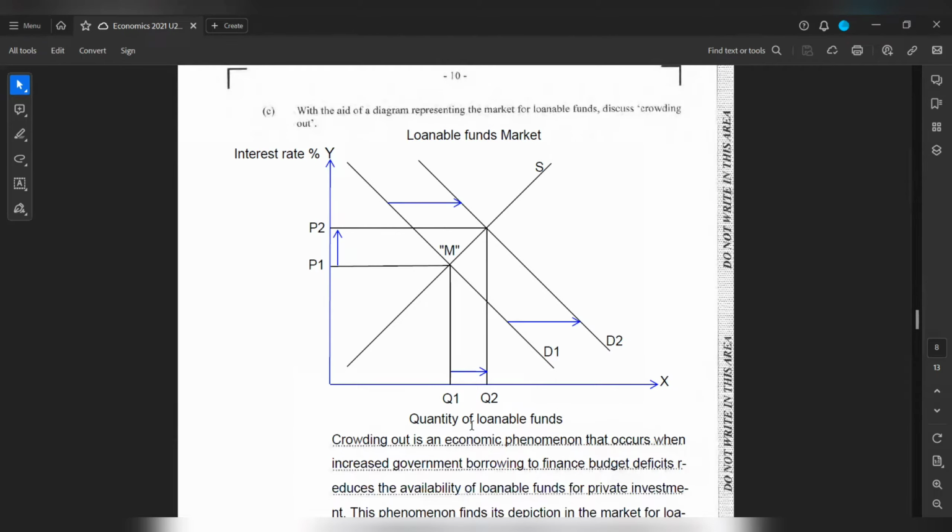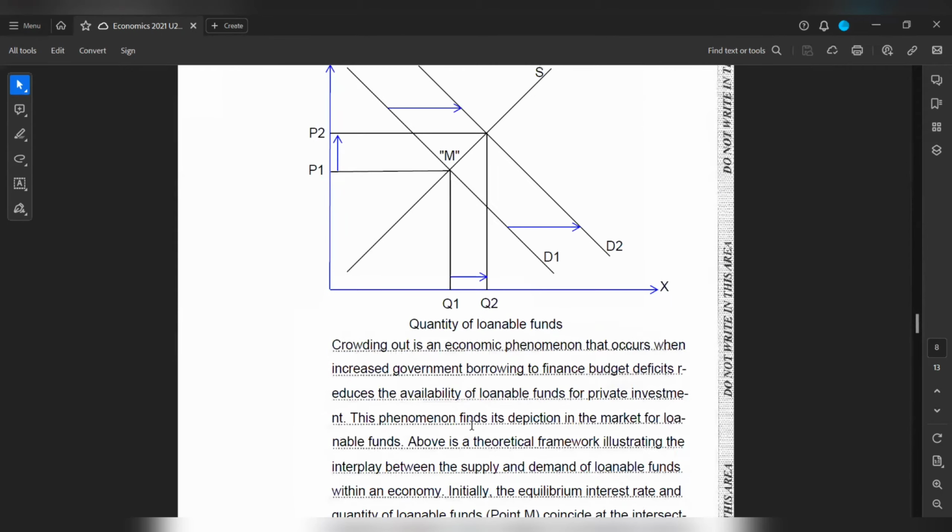Crowding out is an economic phenomenon that occurs when increased government borrowing to finance budget deficits reduces the availability of loanable funds for private investments. This phenomenon finds its depiction in the market for loanable funds. Above is a theoretical framework illustrating the interplay between the supply and demand of loanable funds within an economy.